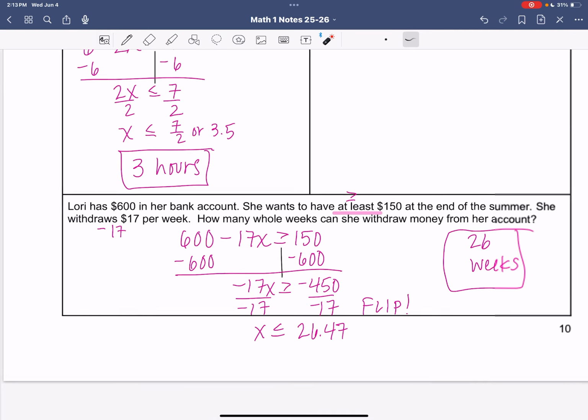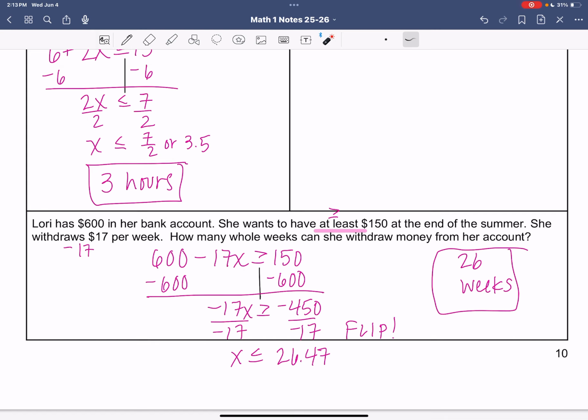All right, and then this one, Lori has $600 in her bank account. She wants to have at least, so that's the minimum, $150 at the end of the semester or the summer. She withdraws, so if you withdraw, you're taking out 17 per week. How many whole weeks can she withdraw the money? So this would be your inequality.